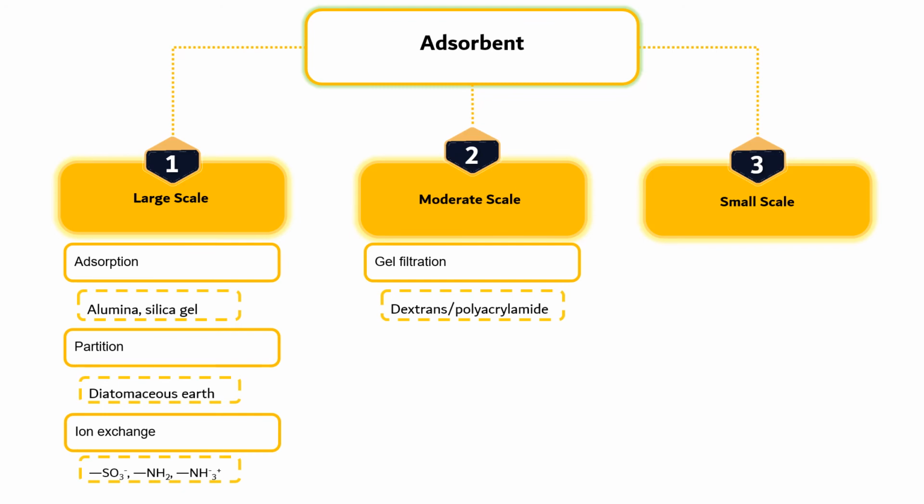The second method for moderate scale chromatography uses affinity resins as the solid phase. Resins and enzymes are expensive but highly selective. For example, resins to which an antigen is attached will adsorb the antibody specific to that antigen.